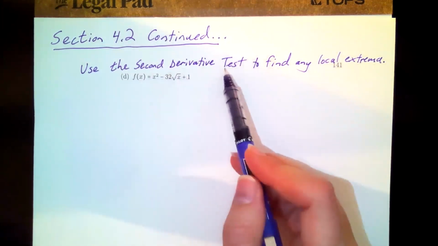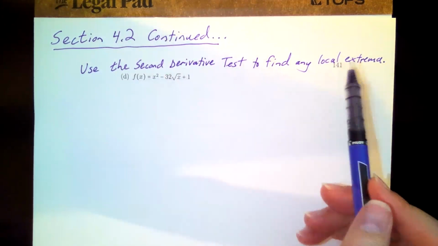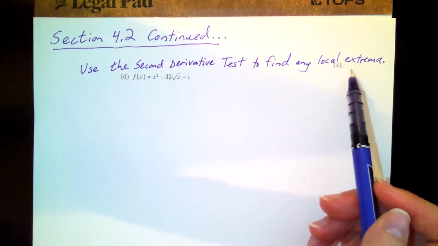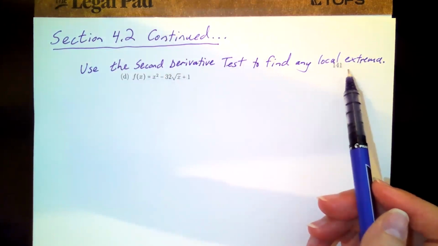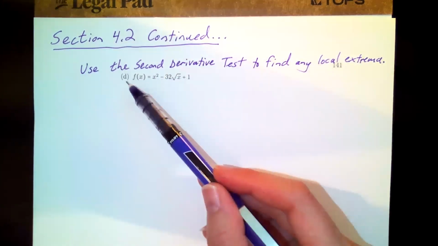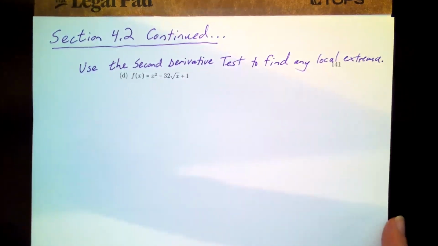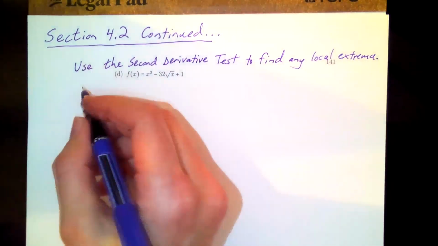We left off in the middle of problem 1 doing the second derivative test on various functions. Now, the second derivative test is a way that we can find any local maximums and minimums, but it's a different way than what we learned early on in chapter 3. So we're going to continue on and do problems D, E, and F while we're still doing the second derivative test. We're going to dive right on in here.